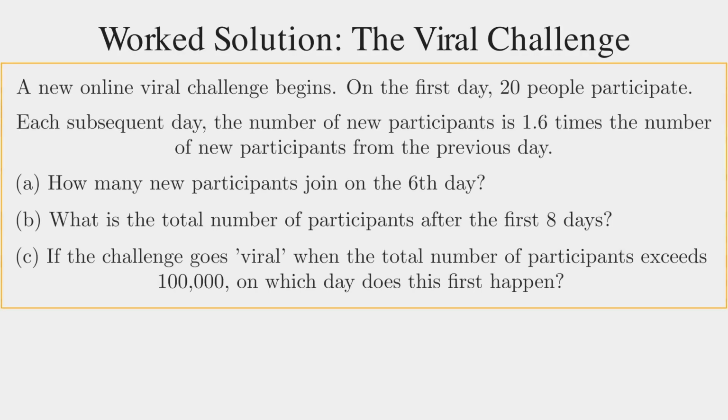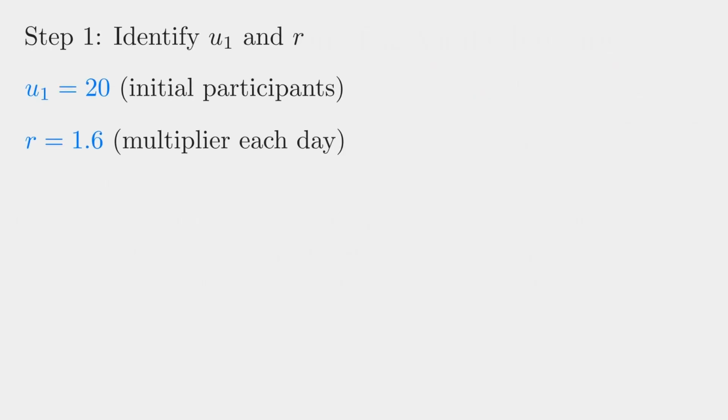Alright, now, with our definitions and formulas in hand, let's tackle the viral challenge problem. First and most importantly, let's identify our u_1 and r. From the problem statement, the first day has 20 participants, so u_1 = 20. Each subsequent day, new participants are 1.6 times the previous day, so our common ratio is r = 1.6.